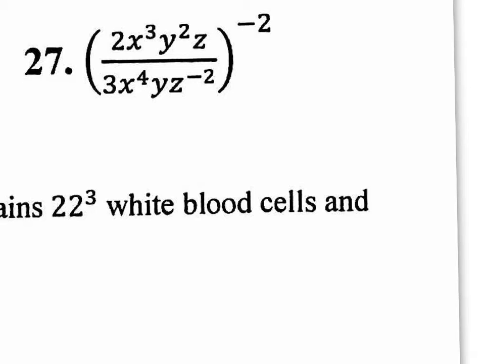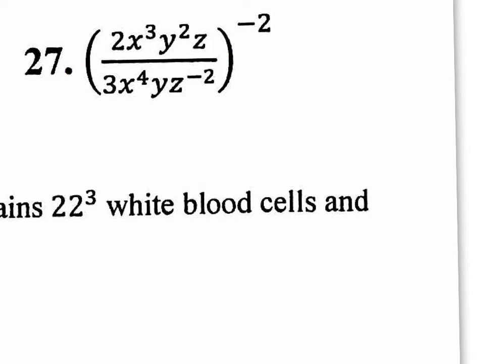Jumping to number 27. Again, it depends on which rule you decide to apply first. You could distribute the -2 to each and every term in there, right? But then you're going to have a bunch of negative exponents, then you got to move those negative exponents from one side to the other. So it might be a good idea to start with the inside of the parentheses this time. Cancel out anything you could cancel out and move anything that you could move on the inside, right? So let's actually begin that way.